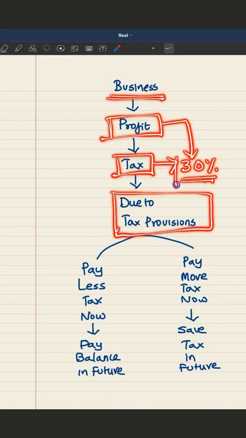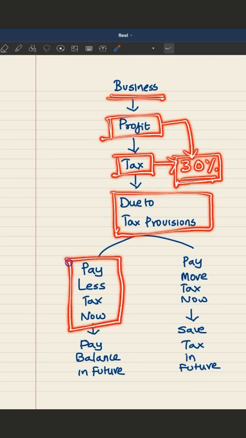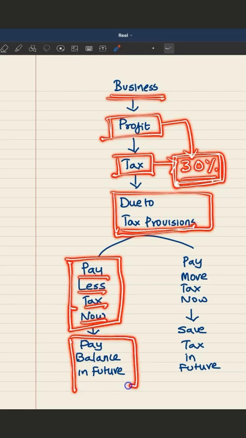We may think that business will be paying 30% of the profit as taxes, but in reality, it may be paying less tax now. But ideally, it should be paying 30% of profit. But why is it paying less tax now? Thanks to tax provisions. But we know it should pay 30%. It has paid less. So what does that mean? It will pay balance in future.